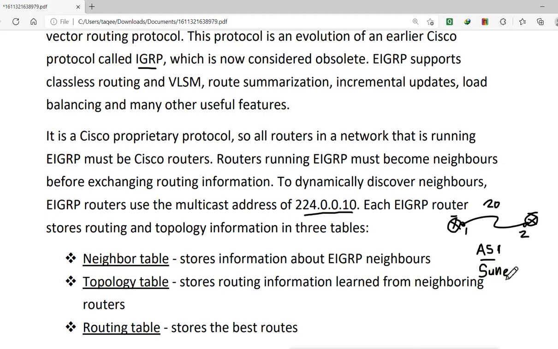So when they exchange the routing information, with the hello packets they send this information. First they must be in the same autonomous system number, then they must be in the same subnet, and then the third criteria is very important, and sometimes we miss this. Both routers must have the same hello interval, the frequency of sending the hello packets.